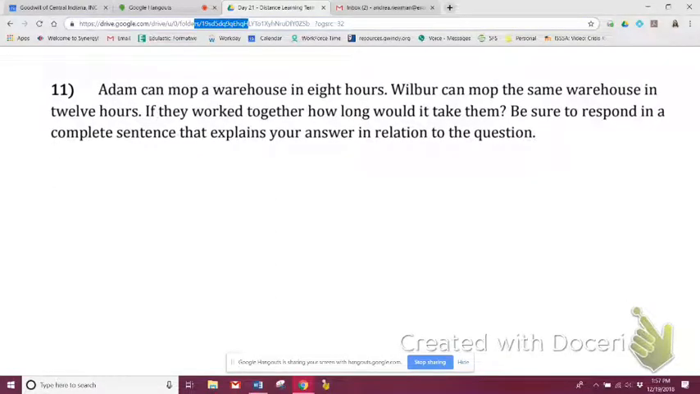Alright, question number 11. We have Adam who can mop a warehouse in 8 hours, Wilbur who can mop the same warehouse in 12 hours. If they work together, how long would it take them?